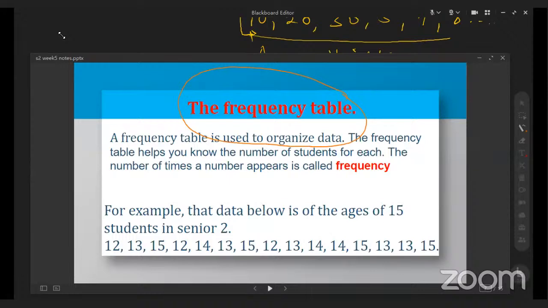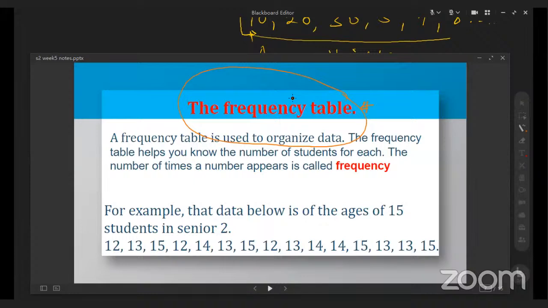So, we are saying that we are still looking at the mean, dear members. We can also generate our mean from what you call a frequency table. Now, a frequency table is used to organize data which is scattered. If your information is scattered, you have 12, you have 30, you have 1, and it's all scattered through, the frequency table helps us to organize that data very well.